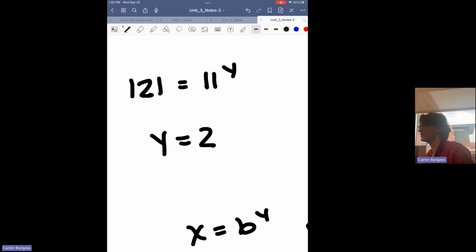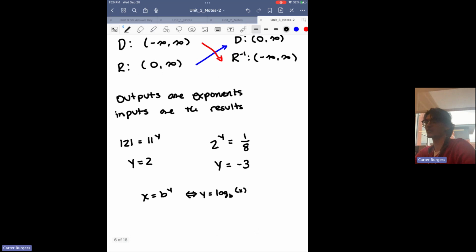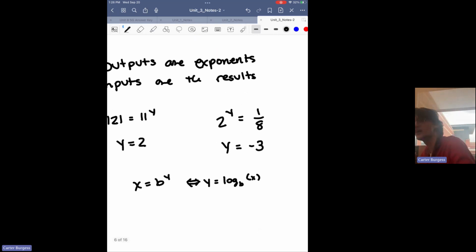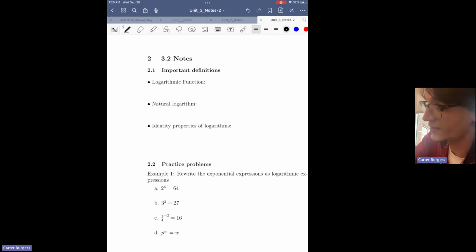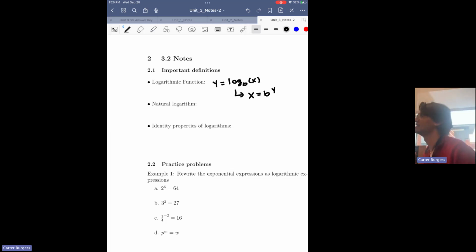Purely a definition. I don't want you to get scared or confused by the way it is written as a logarithm. These are equivalent statements. In fact, this is how we define a logarithmic function. y is equal to log base b of x is the exact same thing as saying that x is equal to b to the power of y. These are equivalent statements.